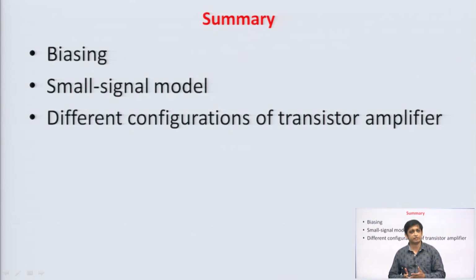Then I have discussed the small signal model of BJT and MOSFET, then the different configurations of the transistor amplifier, that is common source, common gate, common drain in MOSFET. In BJT it is common emitter, common base and common collector, and we have calculated the different parameters like input resistance, output resistance and voltage gain. And in this particular class we have done some numericals based on BJT and MOSFET.